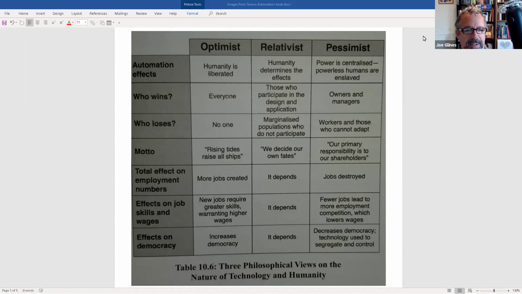Who wins? That's the question. The optimist would say everyone. The relativist would say those who participate in the design and application. And the pessimist would say owners and managers.